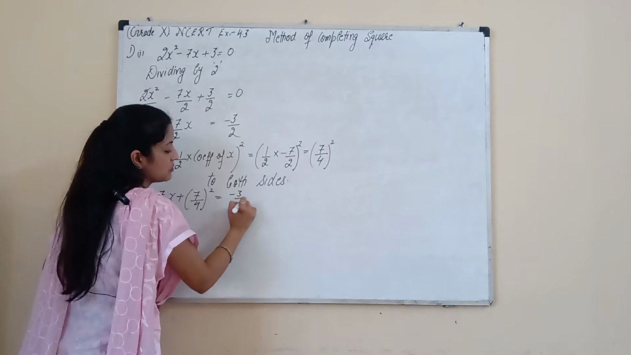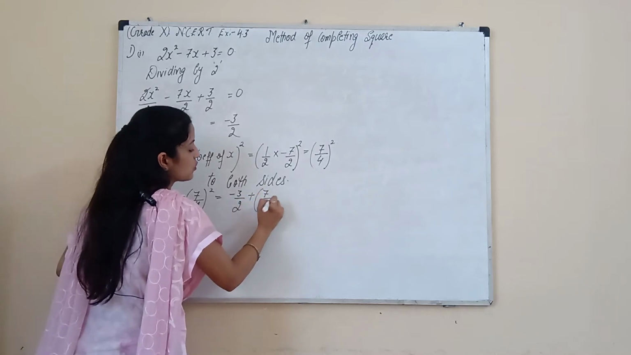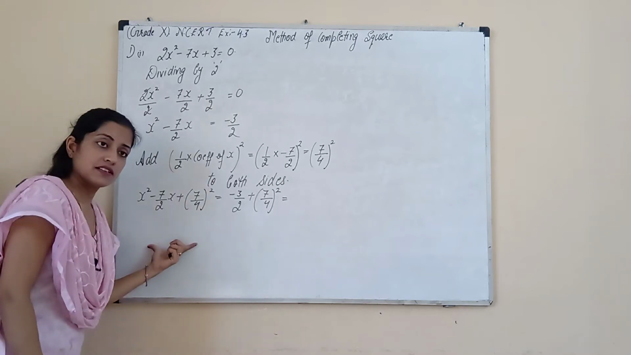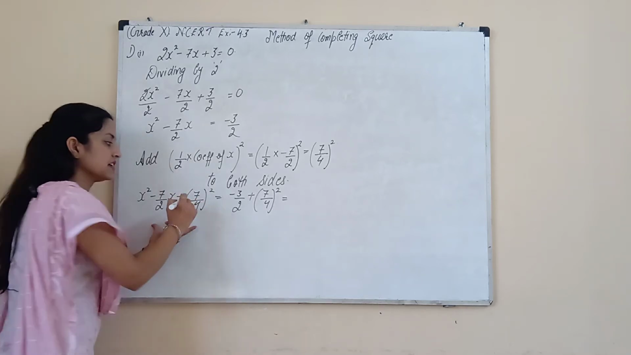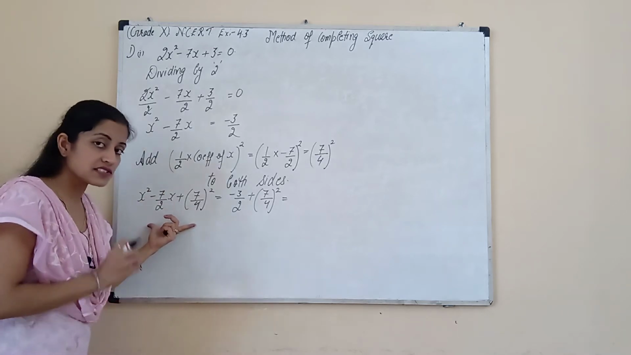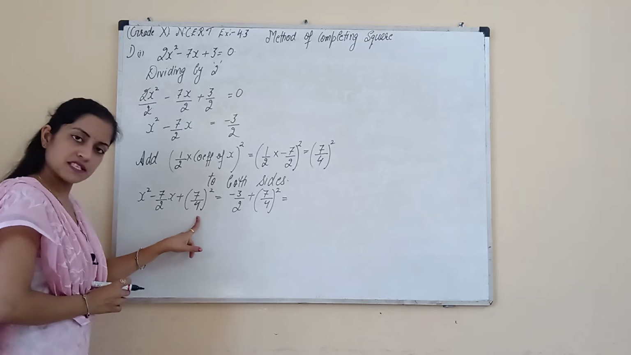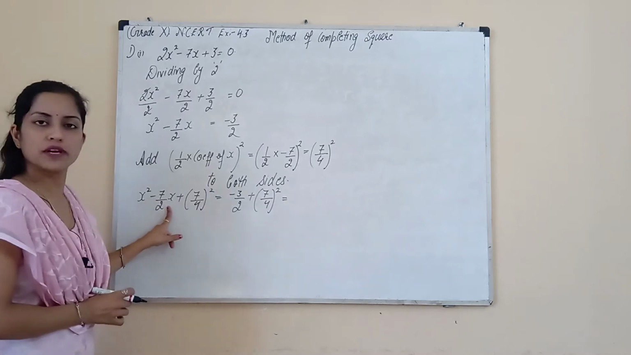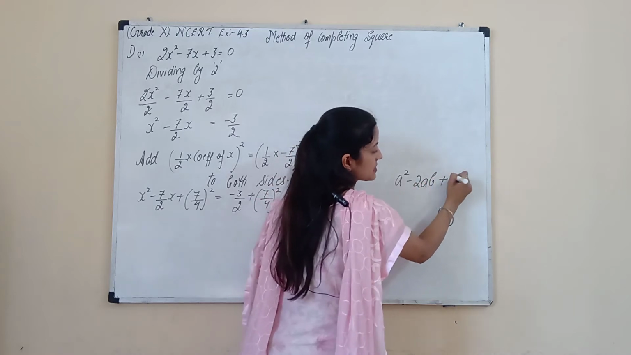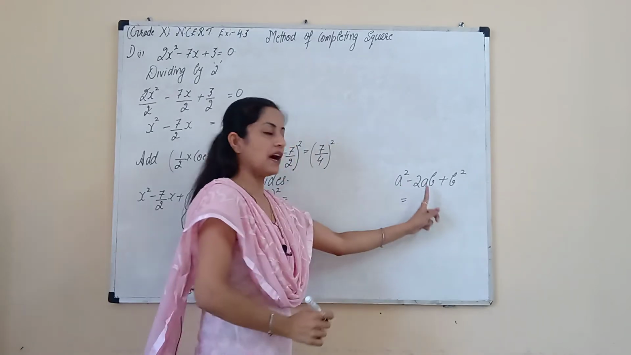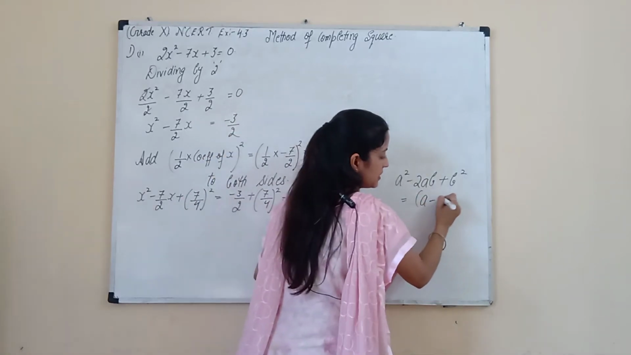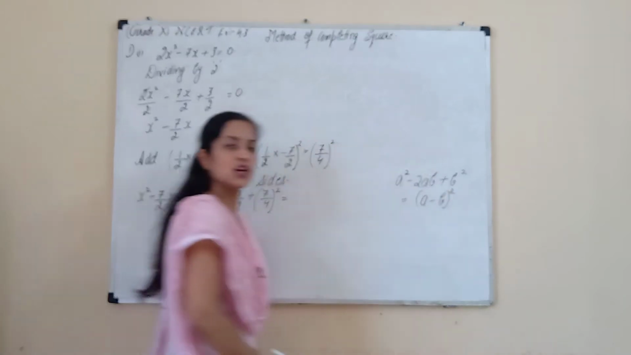Like minus 3 by 2 plus 7 by 4 whole square. Now look at the left hand side only. The left hand side is related to an identity, a square minus 2ab plus b square, and this is the basic identity. It becomes a minus b whole square.